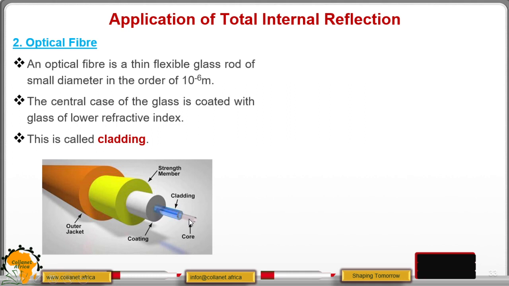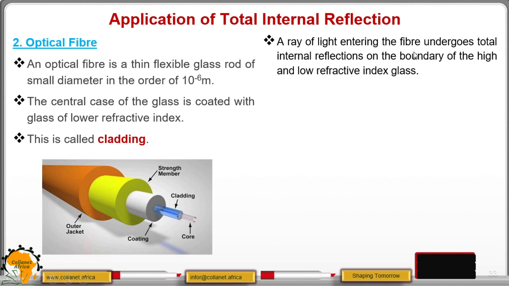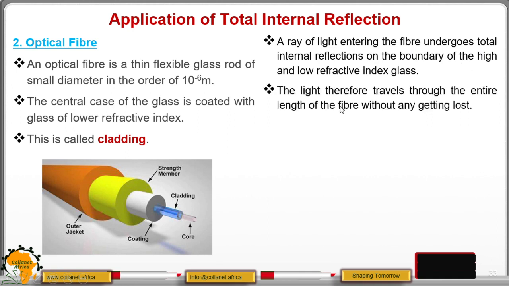We have it here. We have the inner core here. Then we have the cladding. And remember, the ray will be passing through inside here, as we are going to see. So this one, although in our diagram is appearing to be a big fiber, you should note that it is very thin. But now we have enlarged the image so that you can be able to see the parts. Now, when a ray enters the fiber, it undergoes total internal reflection on the boundary of the higher and lower refractive index until it travels the entire length of the fiber, which implies that the light will travel throughout the length without any getting lost.